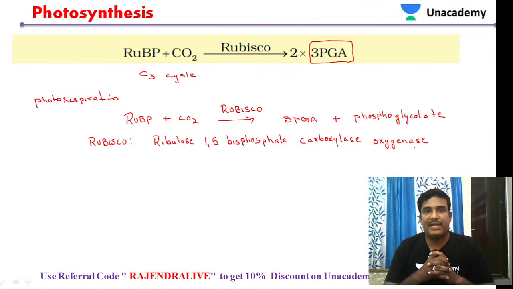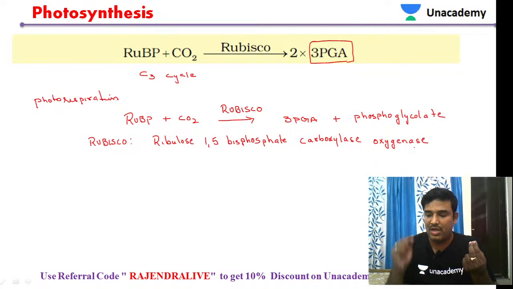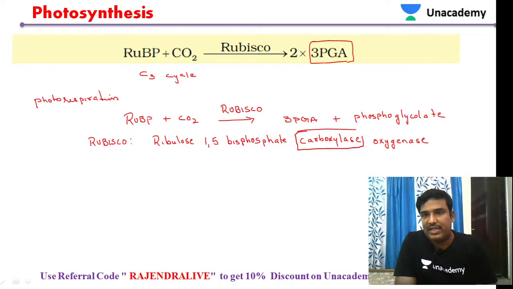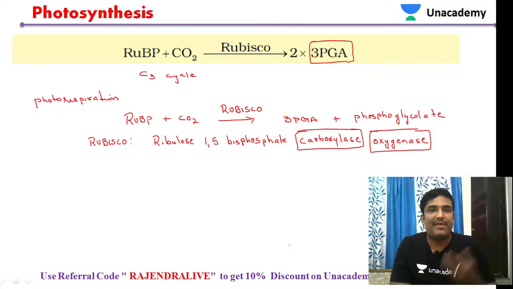Rubisco is the enzyme involved in the process of photosynthesis in C3 plants. Its full form is ribulose 1,5-bisphosphate carboxylase and oxygenase. It is a dual enzyme, having two enzymatic activities: carboxylase activity and oxygenase activity. So that is the reason.